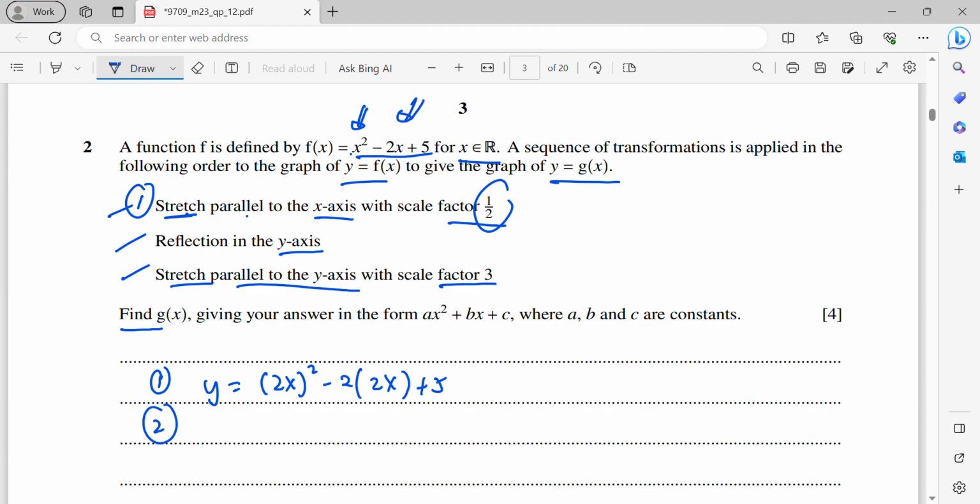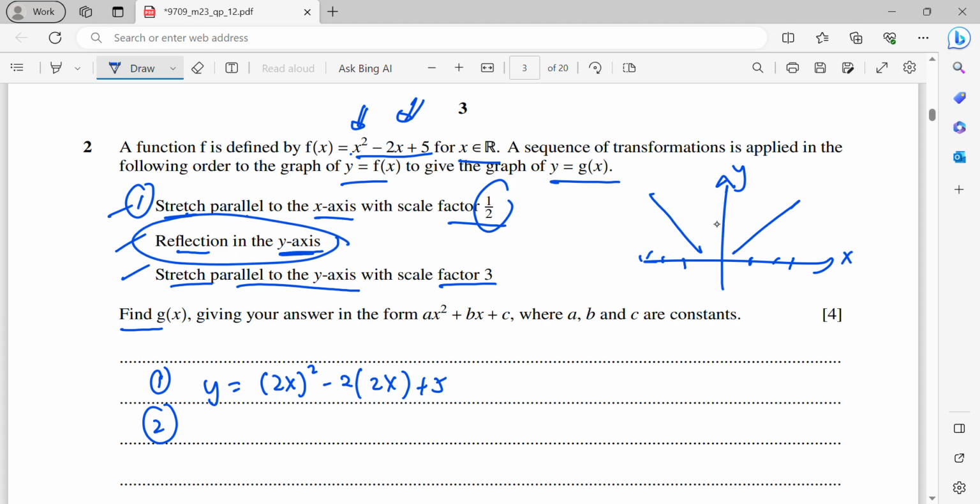Now for the second transformation, which is a reflection in the y-axis. So for your information, let's say this is a graph. When you reflect it in the y-axis, it will be here. All your positive x will go to the other side. So that's the meaning of reflection in the y-axis, which means now my x will be changed to minus x.